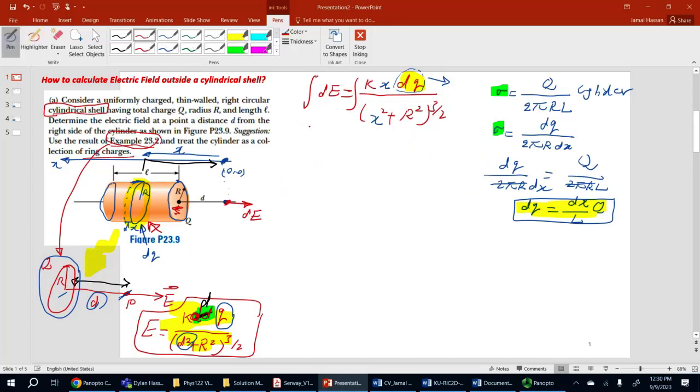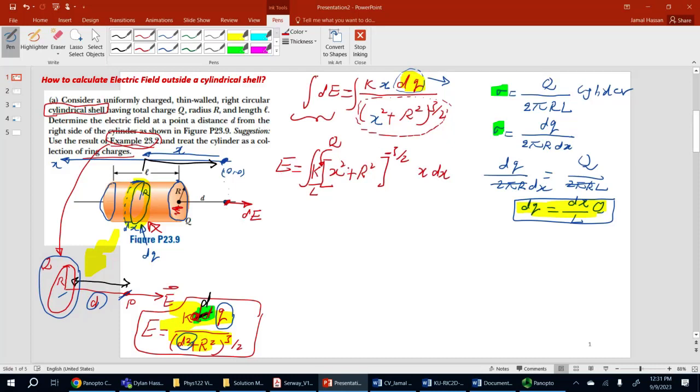Okay, so the integration of the left hand side, which is E, is equal to the integration of, and I'm going to move this term into the numerator, so you're going to see why I'm doing that in a second. So this is equal to k over x squared plus r squared to the power 3 divided by 2. And we have L, so I'm going to write L here. We have dx and q. We're left with the x, so this is going to be equal to x dx, and this has to be negative, right?